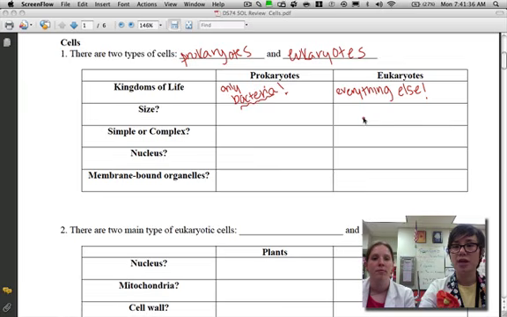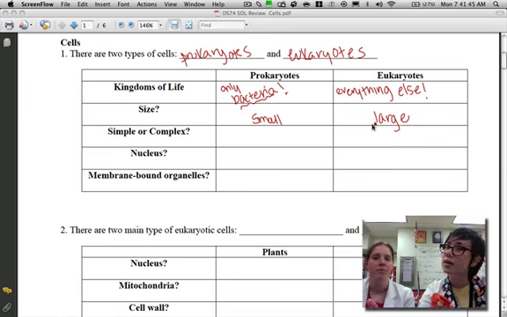All right, let's look at size. Prokaryotes are bacteria, so they're very small. Yep. Whereas eukaryote cells tend to be larger. Okay, so the easy thing is that if you know one side of this table, the other side of the table is just the opposite. Right. That's the nice thing about it.